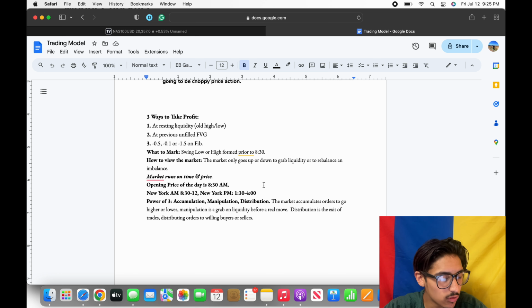What to mark, swing high or low, formed prior to 8:30. How to view the market. The market only goes up or down to grab liquidity or to rebalance the imbalance, and market runs on time and price. These 2 are the most important things. Market runs on time and price, knowing that, and knowing how to view the market. The market literally goes up or down for 2 reasons: to grab liquidity or to rebalance the imbalance.